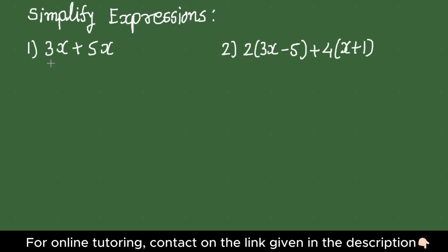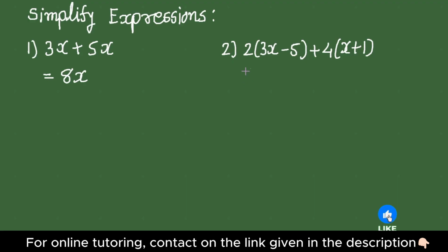Here we have two terms, 3x and 5x. In both the terms, the variable is x. So both are like terms. So we will simply add the coefficients of both the terms. So 3 plus 5 is 8. So 3x plus 5x will be 8x.